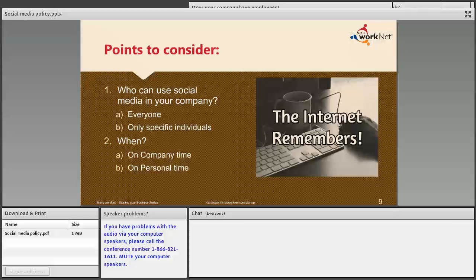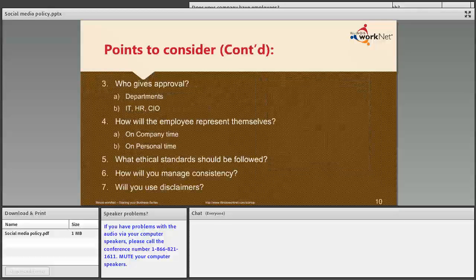When can they use it? Are they using social media to represent the company on company time, or are they using social media on their own time? So can they use the social media on their breaks and lunches, or are they able to surf and be brand ambassadors during company time? It's all things that you need to consider while you are creating that social media policy.